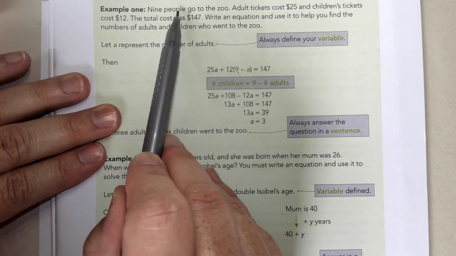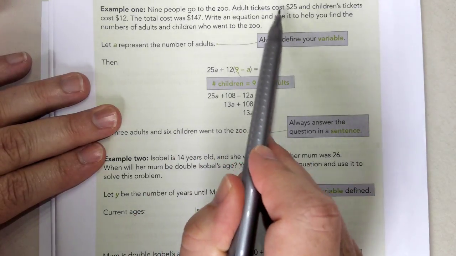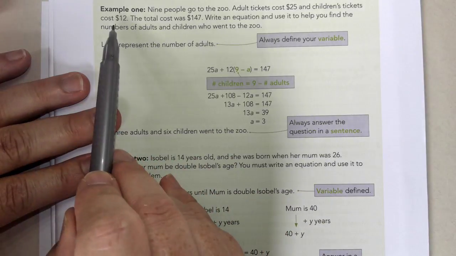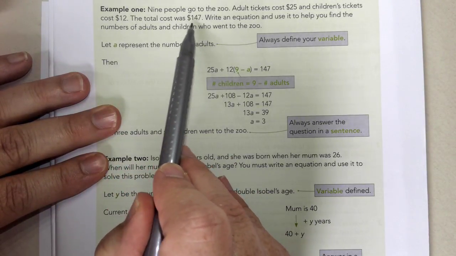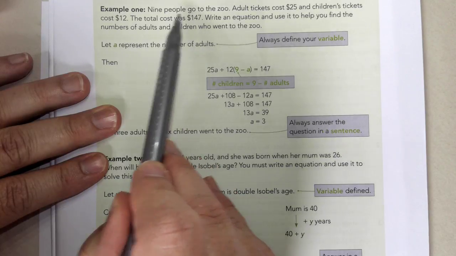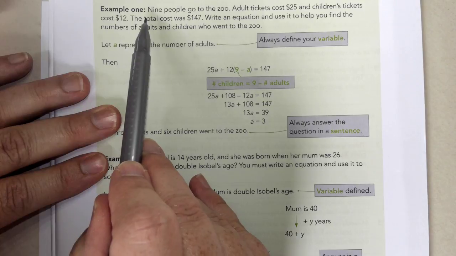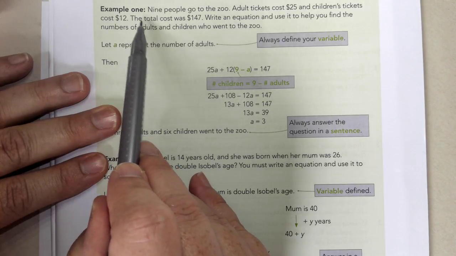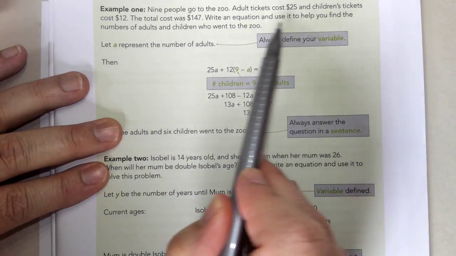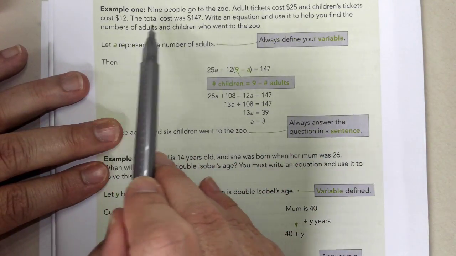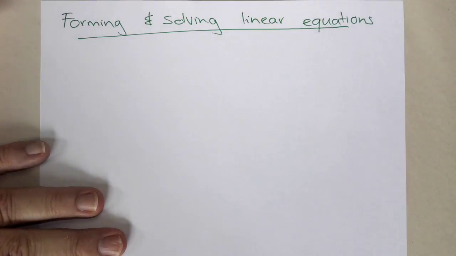So 9 people go to the zoo. Adult tickets cost $25, so there's another one I'm going to highlight. And children's tickets cost $12. Highlight the 12. The total cost was $147. The total cost, that's giving us a hint. The word total is another word for adding. Then we want to write an equation and find the number of adults and the number of children who went to the zoo.